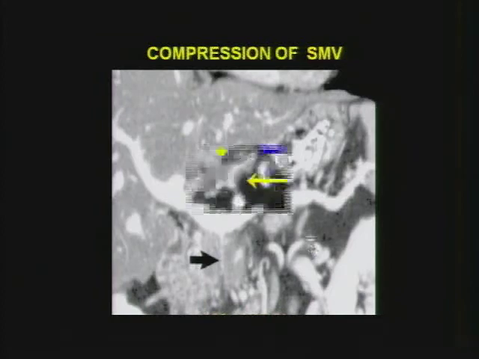And what about this, where we have, you can see portal vein, splenic vein, and really just a string of the SMV, complete attenuation of the SMV by this large pancreatic head mass.